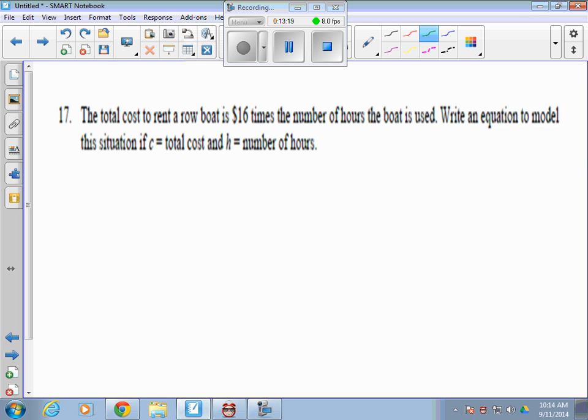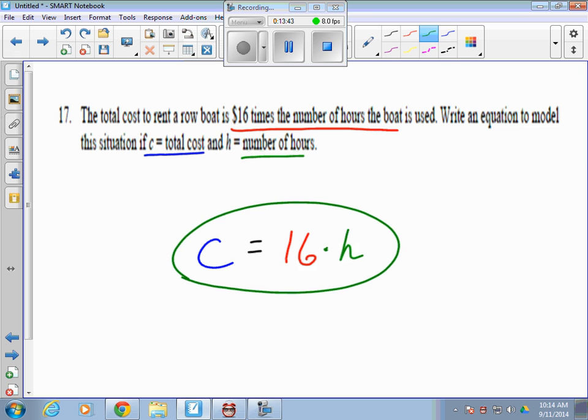17 says the total cost to rent a boat is 16 times the number of hours the boat is used. So 16 times the number of hours. Write an equation to model the total cost if H is the number of hours used. So C equals 16 times the number of hours used. 16 times H. C equals 16H. So if you use that boat for 1 hour, it'd be 16 times 1, $16. If you use it for 10 hours, it'd be 16 times 10, $160.